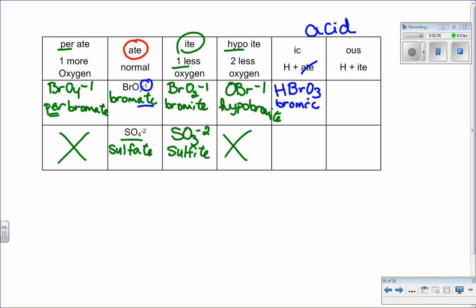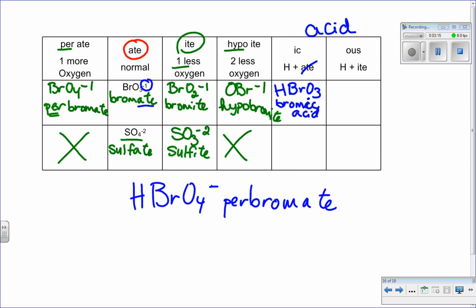B-R-O-M-I-C. So bromic acid. The same thing would happen; I'll do it down here at the bottom. If I have BrO4, -1, its name is perbromate. How many hydrogens do I need? I need 1 because of this -1 charge. So I have 1 hydrogen, and so the ate becomes an ic. So the name would be perbromic acid.